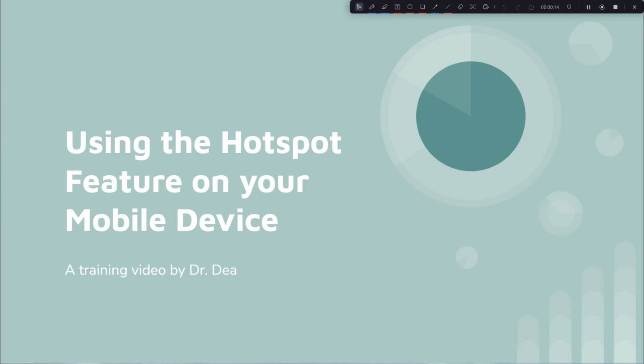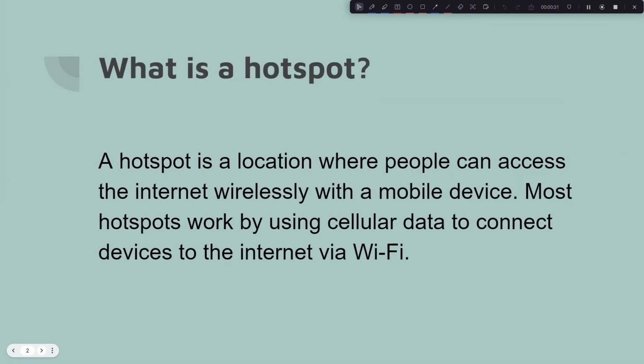I've been asked to produce a short video to explain how you can use the hotspot on your mobile device to provide internet access for other devices, particularly your laptop or your desktop computer. A hotspot is simply a location where people can access the internet wirelessly, typically using a mobile device. Most hotspots work using cellular data, and through the cellular data, they're able to connect other devices to the internet via Wi-Fi.